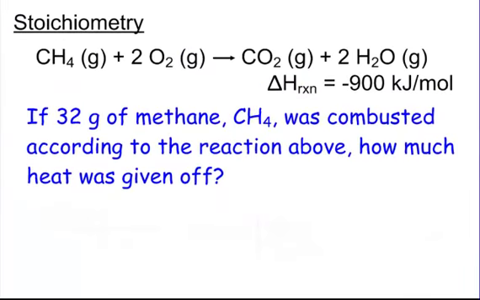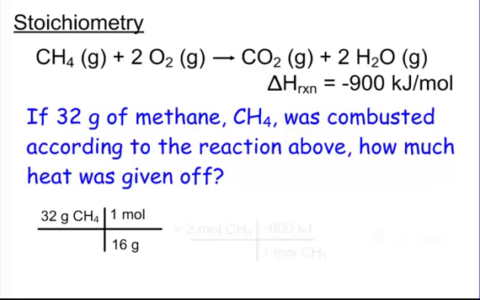We're also going to take a look at some stoichiometry tonight. Take a look at this heat. I've given you the heat of this reaction. It's the combustion of methane. And it says, if 32 grams of methane was combusted according to the reaction above, how much heat was given off? Well, we have 32 grams of methane. If we have grams, what can we do immediately? Divide by the molar mass. If we divide by the molar mass, which is 16 grams per mole, how many moles do we have? 2 moles.